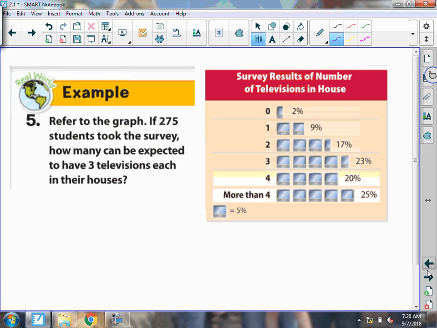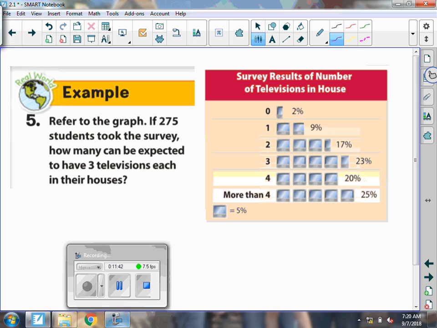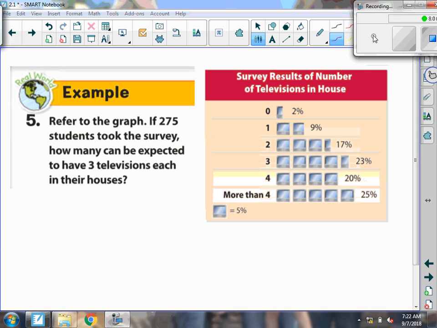Okay, so here's our last example. So go ahead and take a minute to copy this down, please. So pause this so you have enough time to copy it. Okay, so example 5 says, refer to the graph. If 275 students took the survey, how many can be expected to have 3 televisions each in their household?